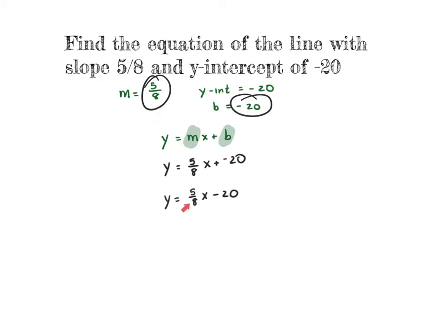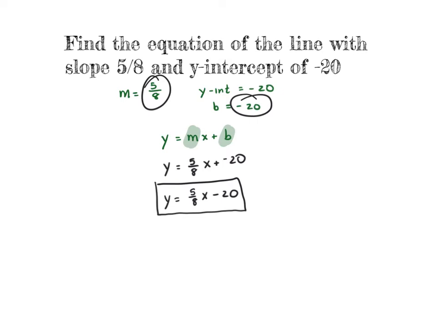What's his slope? 5/8. What's his y-intercept? -20. And we're done as long as we can stop at slope-intercept form, which is where I want you to stop today. Okay, that's it. Y equals mx plus b. They tell you m, they tell you b. We're good to go.